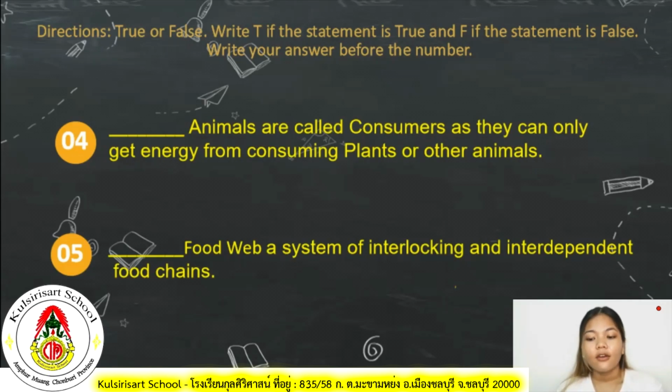Number 5, food web is a system of interlocking and interdependent food chains. Is it true or is it false? Write your answer in your yellow book.